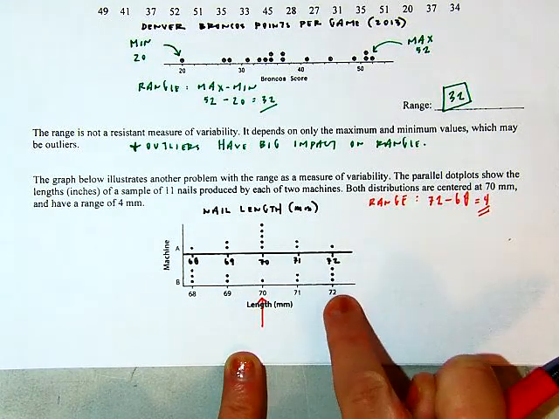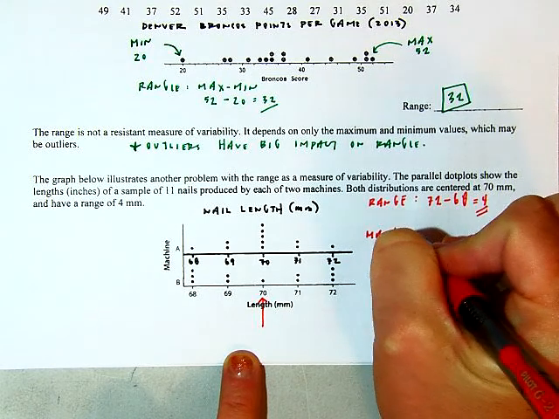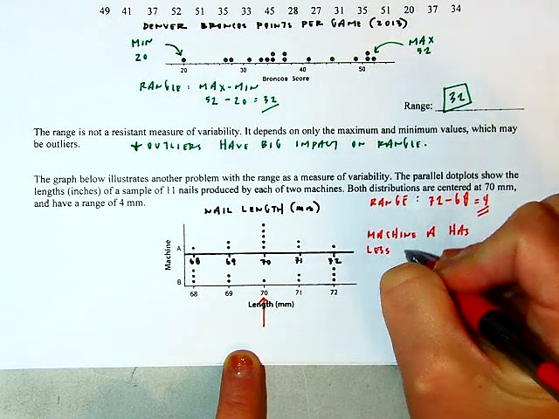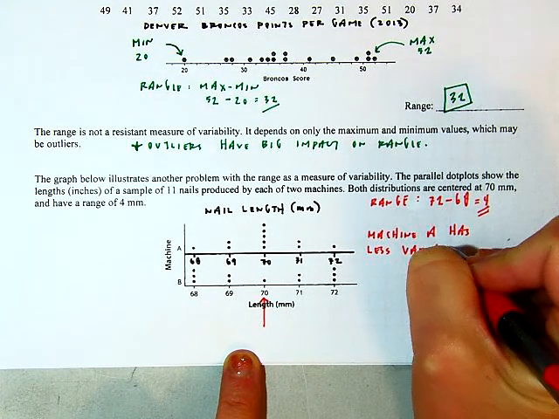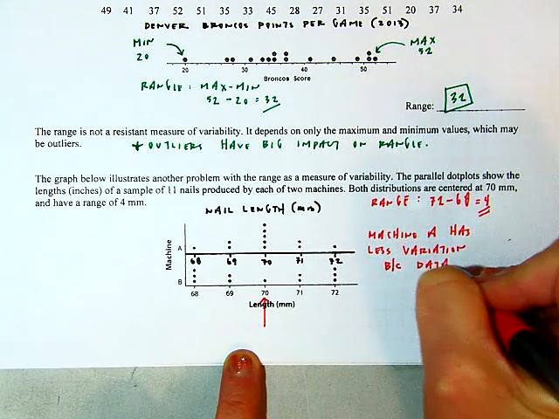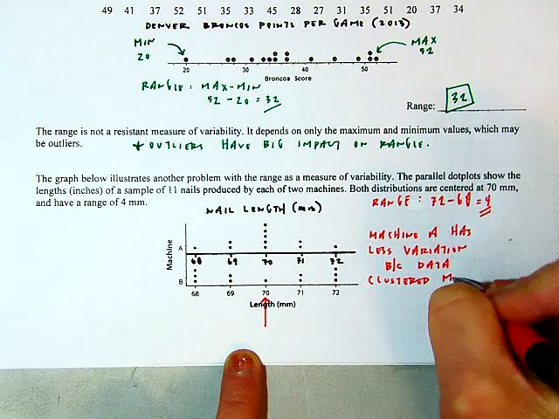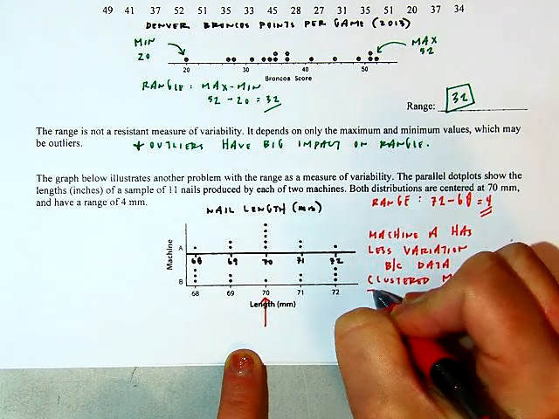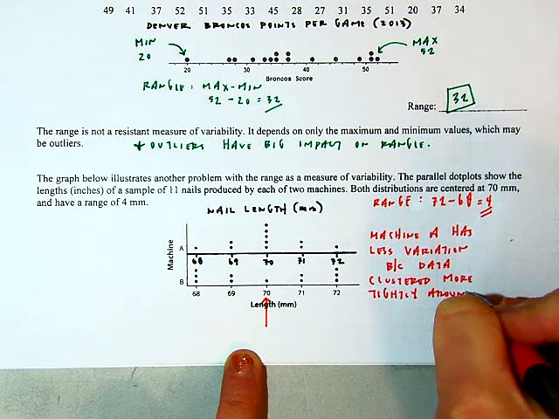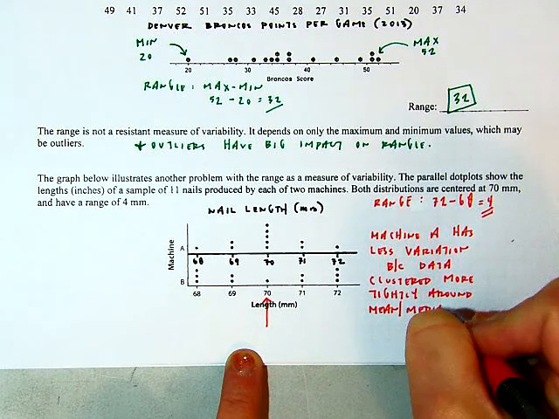clustering around the bookends. So let me write that. So here, machine A has less variation because the data is clustered more tightly around that center. And we're saying, well, that could be actually the mean or the median value of 70.